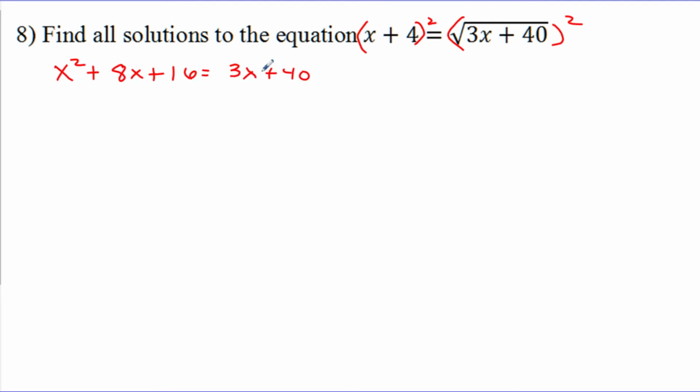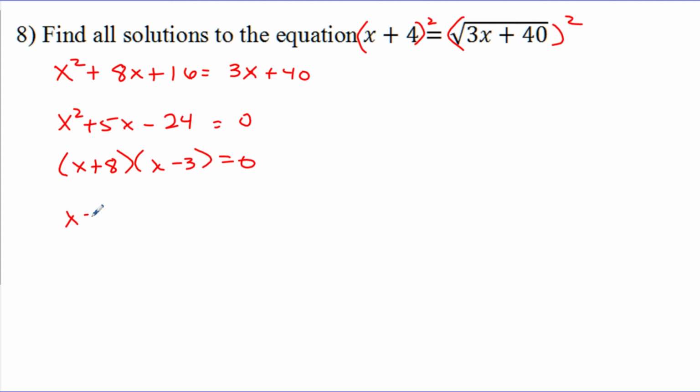plus 40. Okay? And I have to solve, so I'm going to subtract the stuff on the left over to the right, so it's set equal to 0. x squared plus 5x, and when I do 40 minus 16, I get minus 24, right? And this equals 0. And this also factors. This is an x plus 8 and an x minus 3. And I'm going to get 2 solutions, so it looks like x equals negative 8 and x equals 3.